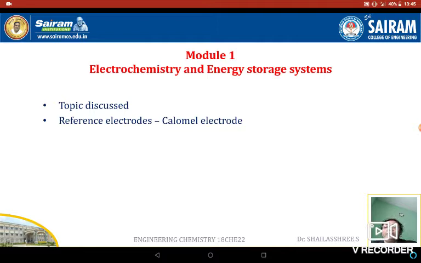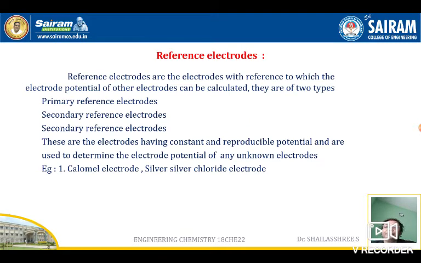In that, we study the construction and working of a calomel electrode. What are reference electrodes? Reference electrodes are the electrodes with reference to which the electrode potential of other electrodes can be calculated. There are two types of reference electrodes. They are primary reference electrodes, an example is the standard hydrogen electrode, which you should have studied in your previous classes, and secondary reference electrodes.